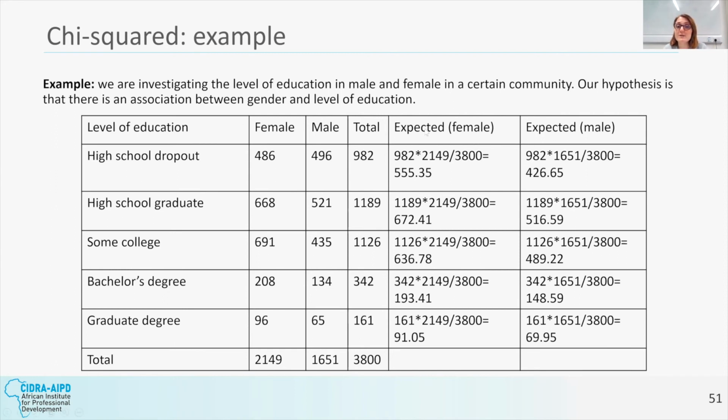So what we need to do is compute the expected counts, because the observed counts we have them, for example, for high school dropout and female is 486. For computing the expected count, we take the total of the rows, so the marginal distribution of high school dropout, and we multiply it by the marginal distribution of female, the total of the marginal distribution of female, and we divide them by the total of observation, which is 3,800. This will give the value of the expected count. We do the same for all the levels of education and for male.